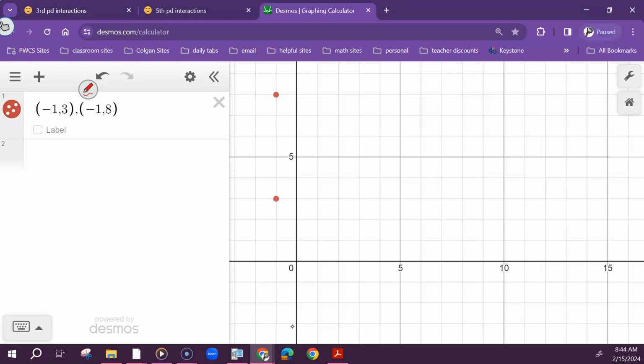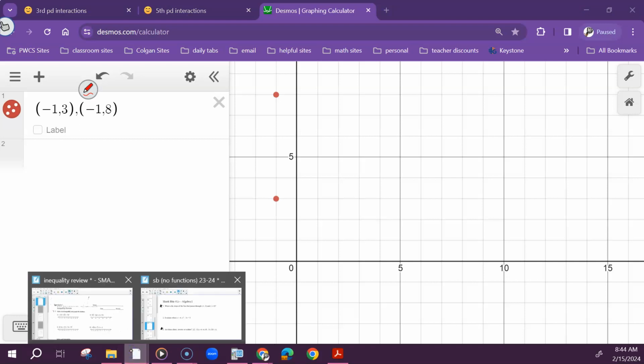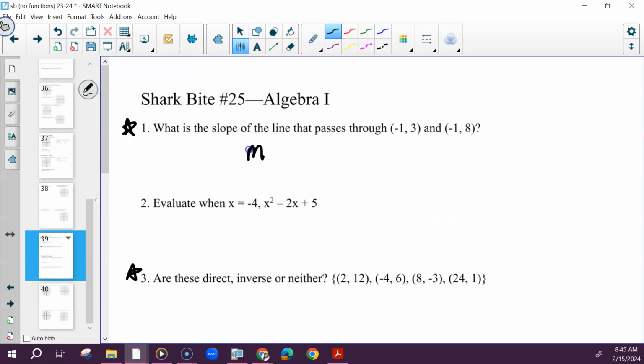So if I'm looking at the slope of this, these fall on some vertical line. Vertical lines have undefined slopes, so that would be our slope. If you did it algebraically, you would have gotten some number, 5 or negative 5 over 0, and we can't divide by 0, so that would be undefined. Questions on that one?